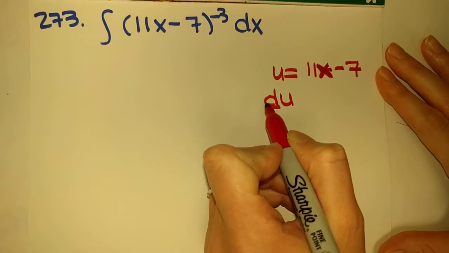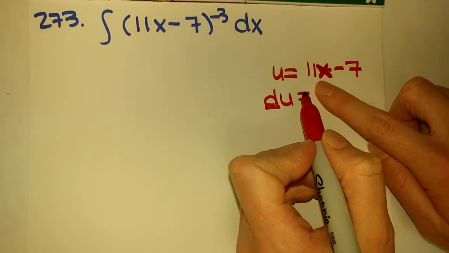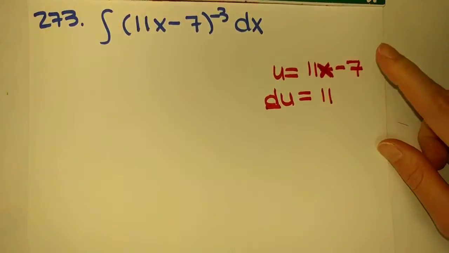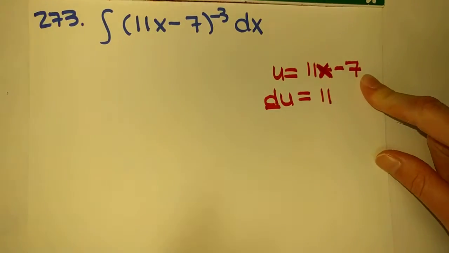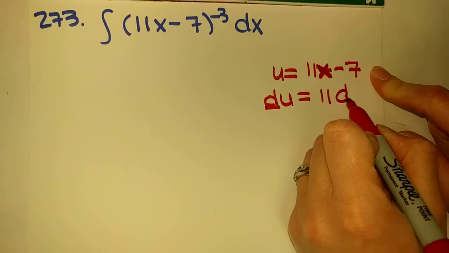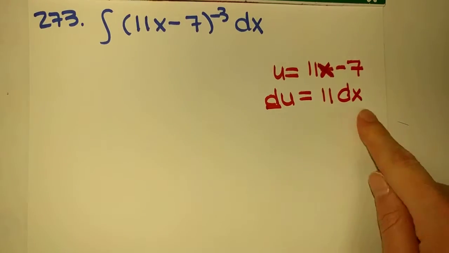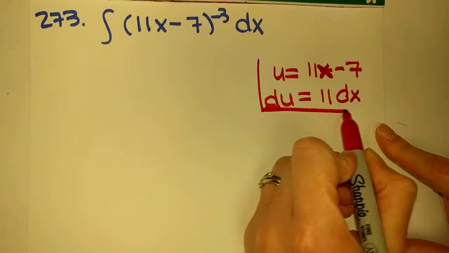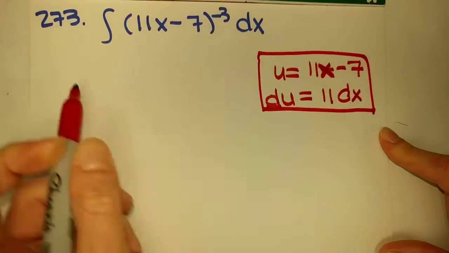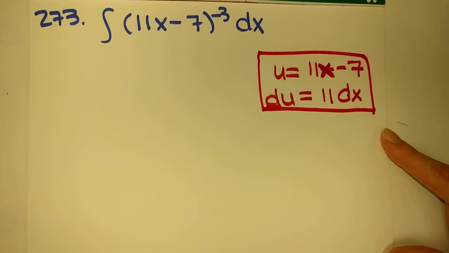du, remember we drop things, take the derivative. So the derivative of 11x drops down to 11. Derivative of the standalone constant drops to 0. And we have that our du is 11 dx. All right, so this becomes our little key for how we're going to convert this integral in terms of u.